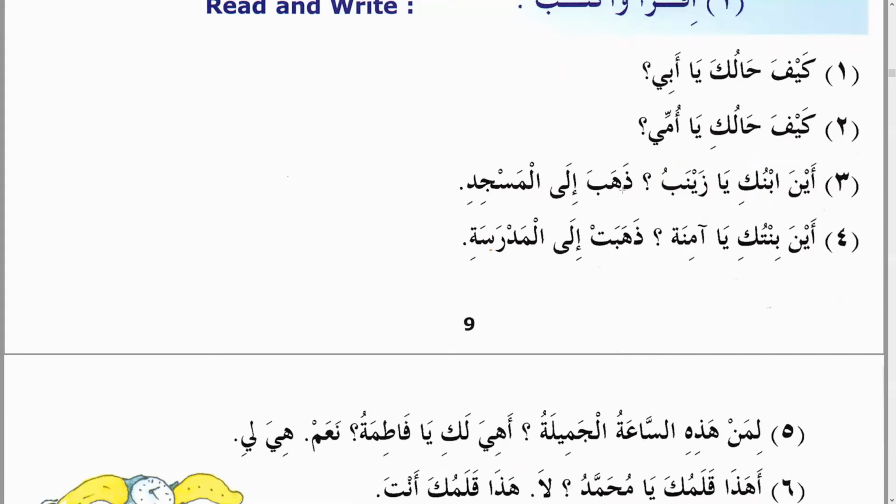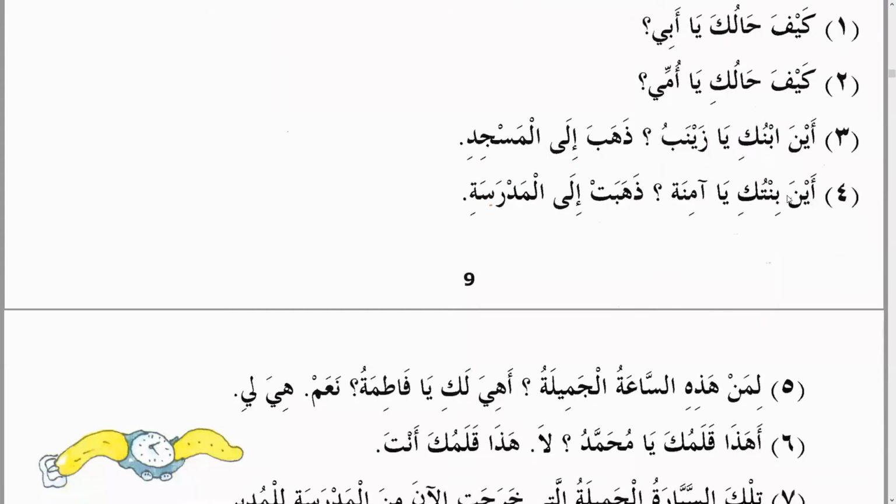ذهب إلى المسجد. He went. Again, fa'il mustatir. He went to the masjid. ذهب إلى المسجد. He went again. جار مجرور. إلى is also a preposition, right? The word after preposition is مجرور. ذهب إلى المسجد.